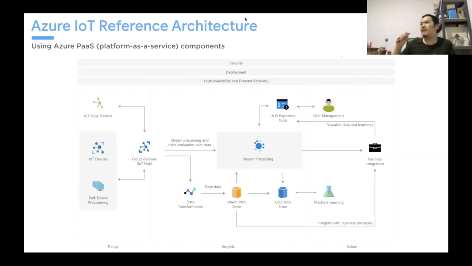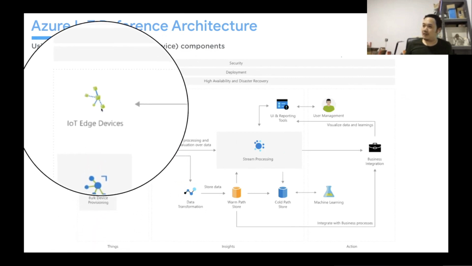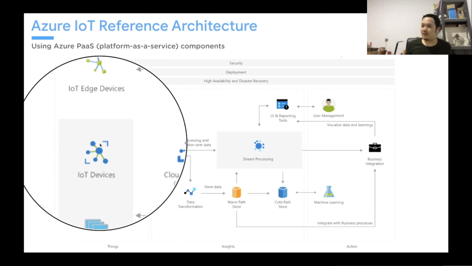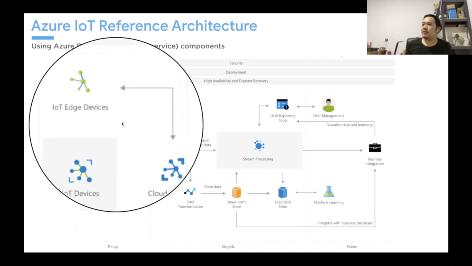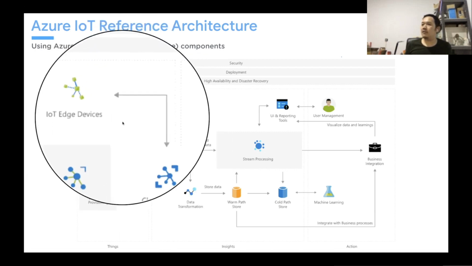So this is just a reference architecture, right, from Azure IoT. Obviously, we don't have to implement all these things, but this is just a reference architecture from Microsoft, from Azure. At the edge or on the thing side, we can have IoT Edge devices or regular IoT devices, the ones that we can implement with ESP32. So all these devices can then transmit the data to the IoT Hub, right? Or can receive the data from IoT Hub.